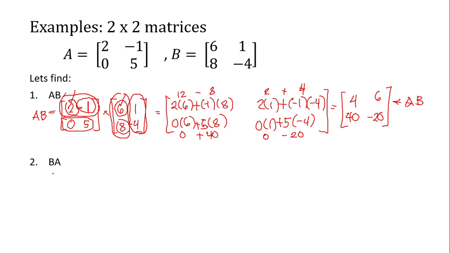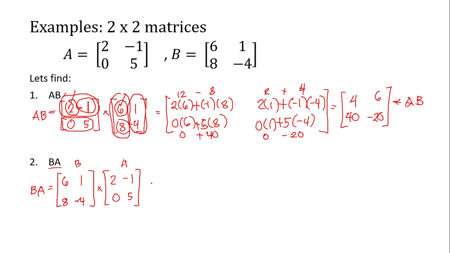So, next, kunin naman natin ang BA. Dito naman sa BA, we have BA is equal to, syempre, mauuna yung B. Yung matrix B natin. So, we have 6, 1, 8, and negative 4 times 2, negative 1, 0, and 5. Okay? So, magkaiba yung AB sa BA, and magkaiba din yung order ng ating matrix. Nauna itong B sa A, since BA yung ating kukunin.